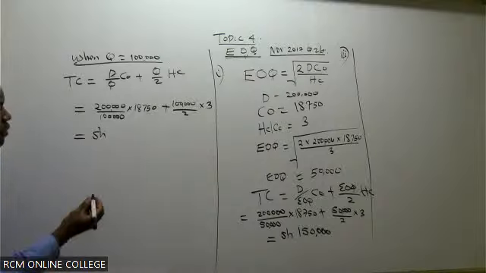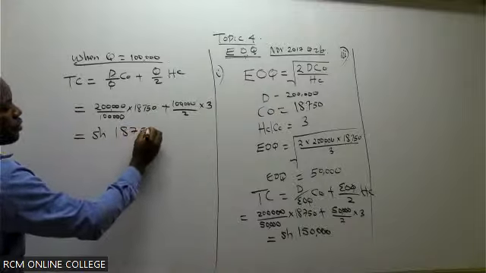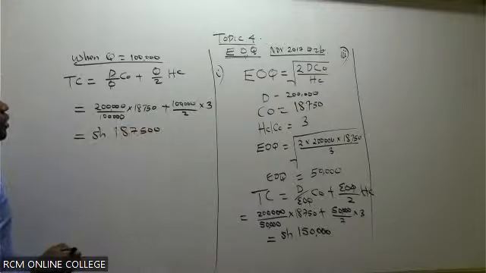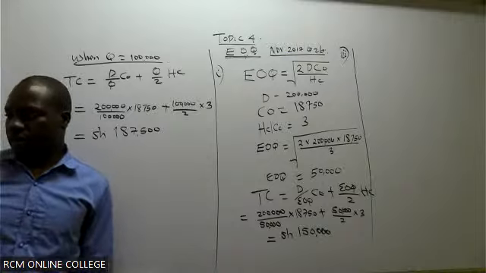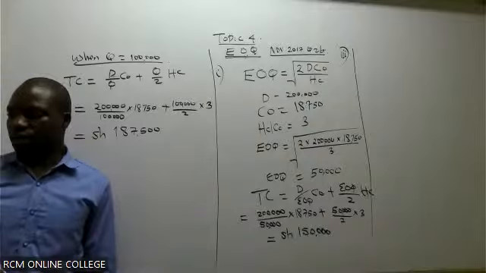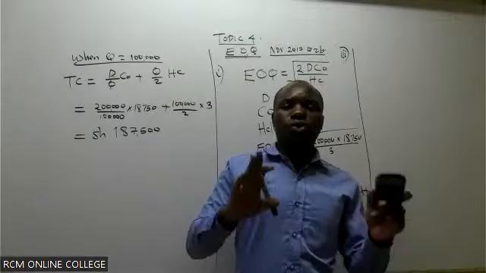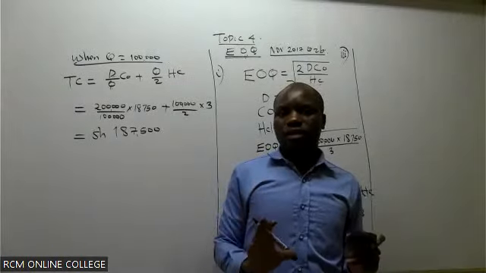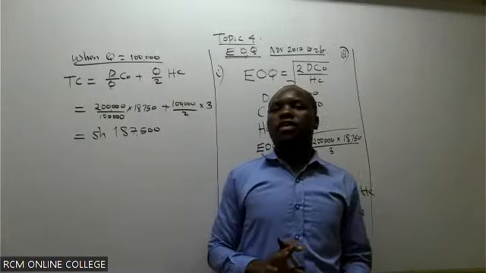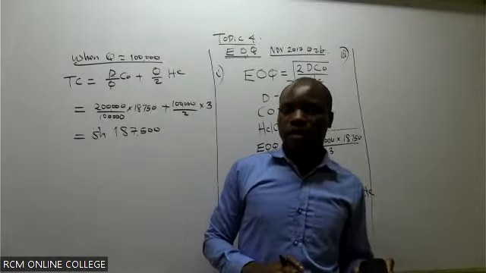187,500. Let me see if the majority are also getting that. 187,500, 187,500. Great. That is what we have. So now, as a company, if you're able to use legal means to reduce your cost, then automatically you're going to adopt that particular concept.